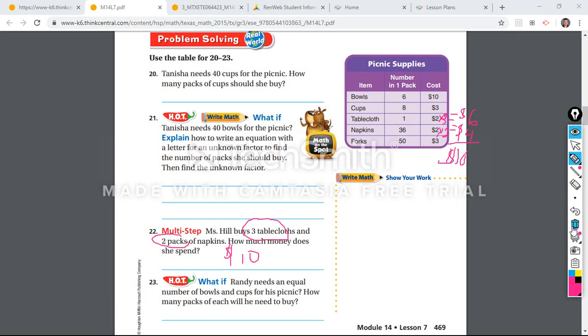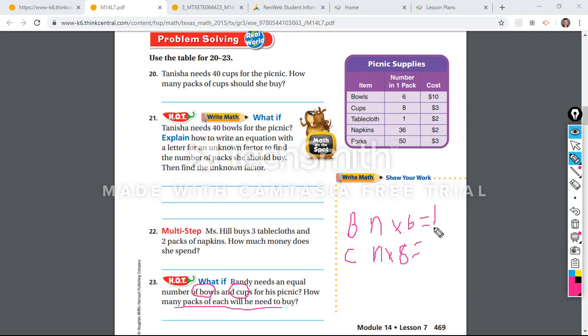The next one, you have to do some logic here and just don't get nervous. You can do this. What if Randy needs an equal number of bowls and cups for his picnic? How many packs of each will he need to buy? So bowls and cups. So I look at bowls, n times 6. Okay. And cups, n times 8. So I need to find a product here that has to equal, because those are how many packs they need to buy, if it's an equal amount. So now I need to determine which product they have in common.